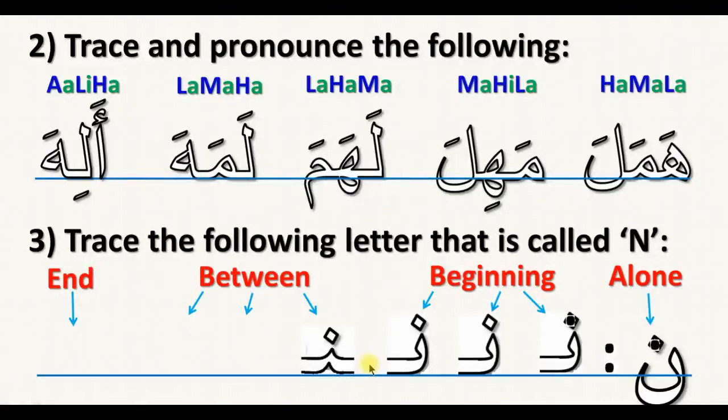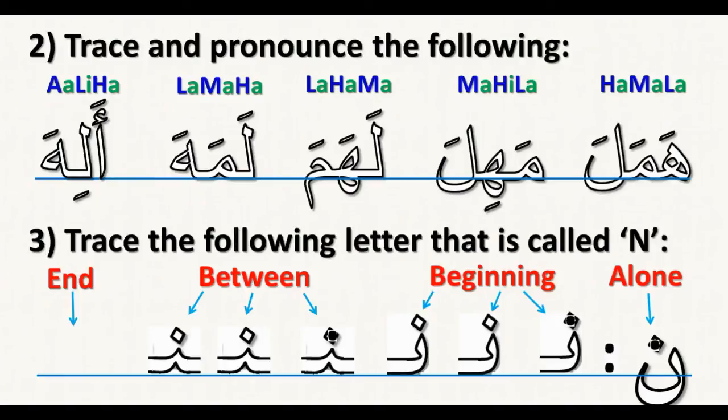To begin writing the letter N, you start from the right, or you start from here. You go on up a little, then you come down, and you go on until it is joined to the letter that comes after it. Then after that you put in the dot. Here we have two more examples of the letter N.